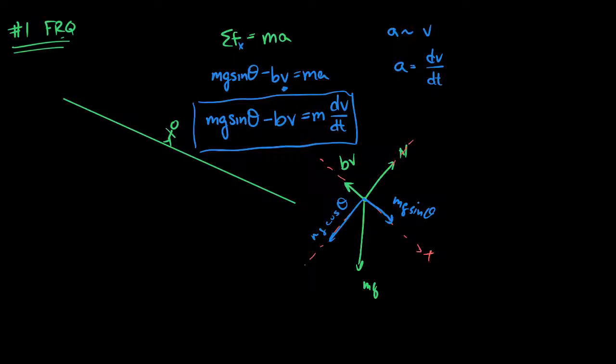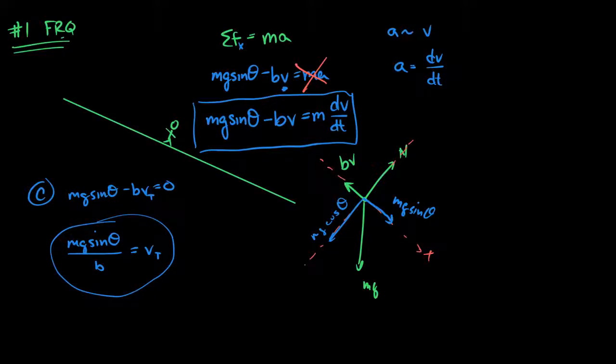So, question C says, what's the terminal velocity? You did this, lab. If you got this wrong, I am mad at you. Because the terminal velocity occurs when the net force equals 0, which means when the acceleration goes to 0, you're at the terminal velocity, which means mg sine theta minus bv equals 0. You're no longer accelerating. Put the little t there. So mg sine theta over b equals vt. It was that simple. Yeah, I expect you to be able to do that.